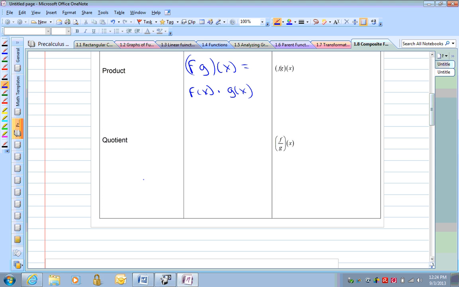And finally, a quotient, which would be written as f over g of x, which could be thought of as f of x over g of x. Now, be really careful here because we have a denominator, and remember you will have a restriction. So go ahead and work out your problem, but then I want x cannot equal whatever your restriction is. So make sure that you list your domain restriction. All right, we're going on to composites.